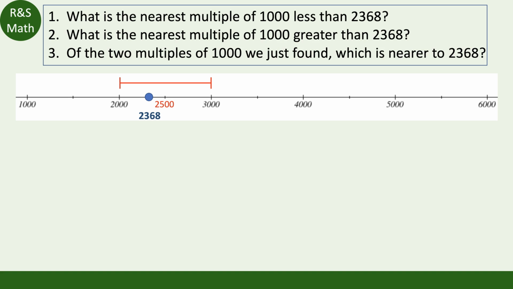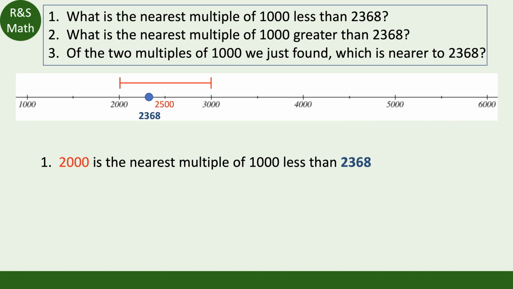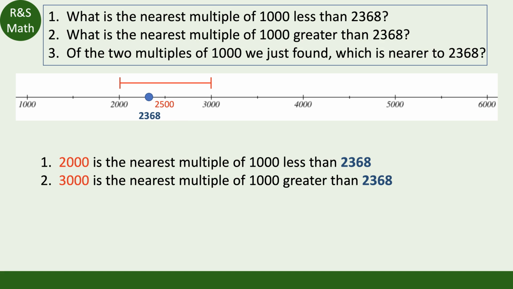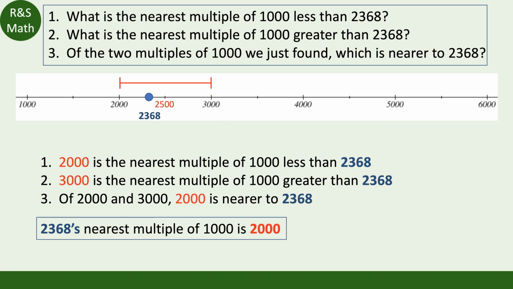Both 2,000 and 3,000 end in three zeros, so they are both multiples of 1,000, and they are the multiples of 1,000 nearest to 2,368. So the answer to the first question is 2,000 is the nearest multiple of 1,000 less than 2,368. The answer to the second question is 3,000 is the nearest multiple of 1,000 greater than 2,368. And the answer to the third question is, of the two multiples of 1,000 that 2,368 is nearest to, 2,000 is the one nearer to 2,368. We say 2,368's nearest multiple of 1,000 is 2,000.